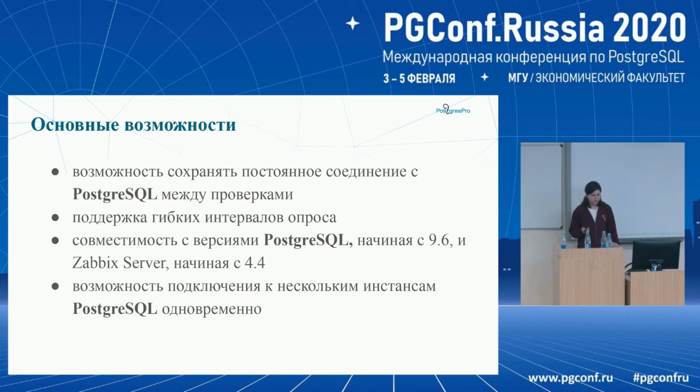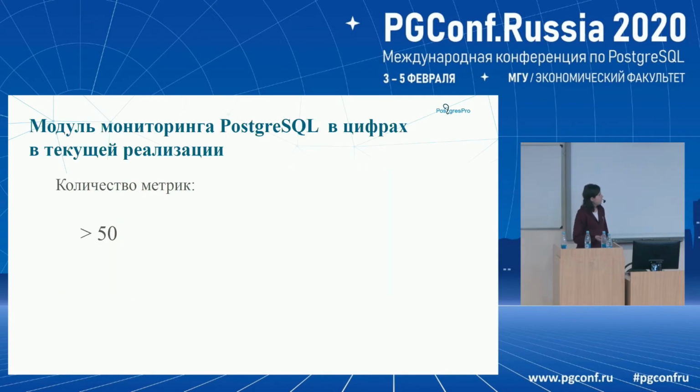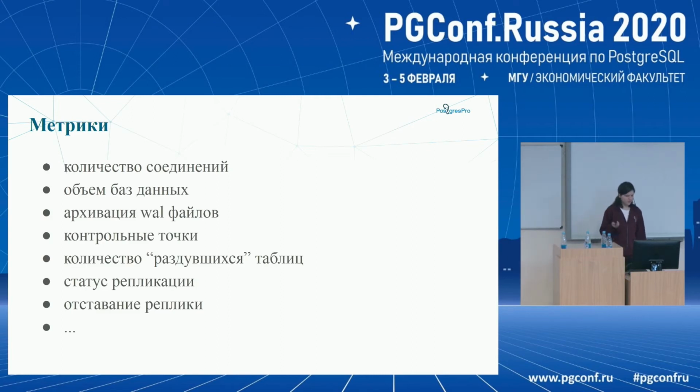Now we also have a constant connection to the database. You can set the maximal lifetime of the connection. And we support Postgres starting from version 9.6, and Zabbix server starting from 4.4, just like the agent. There is also the possibility to monitor a few instances at the same time. It's in the development stage, but hopefully it will become part of the functions of the agent. Now we are collecting more than 50 metrics. In the near future, we plan to double this amount. Here are some of the metrics that are already listed.